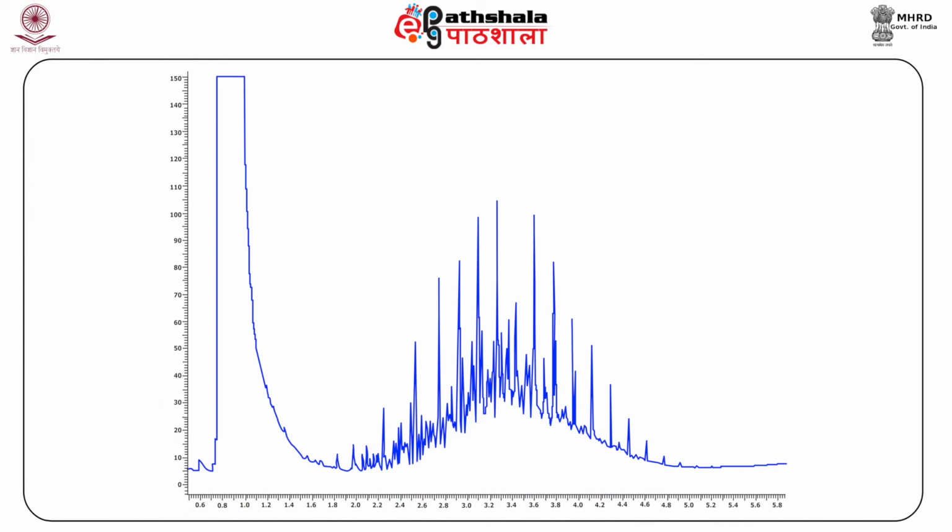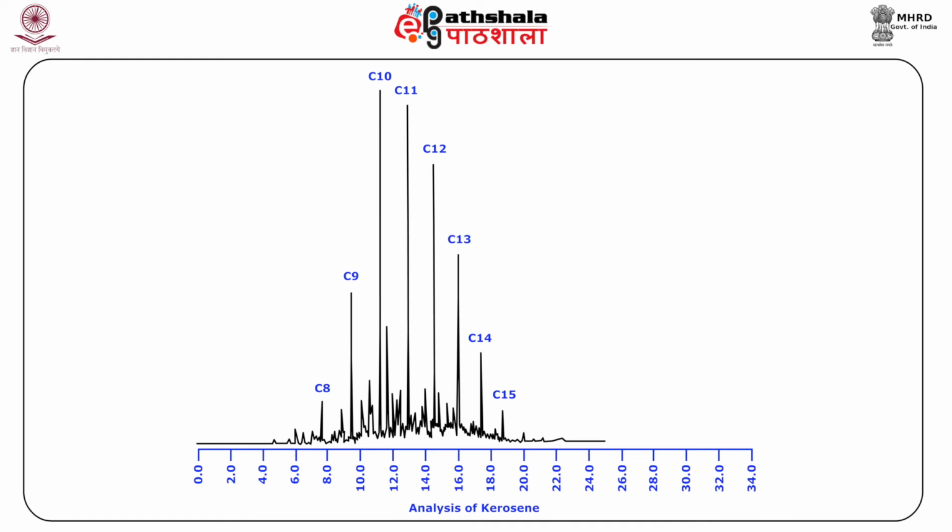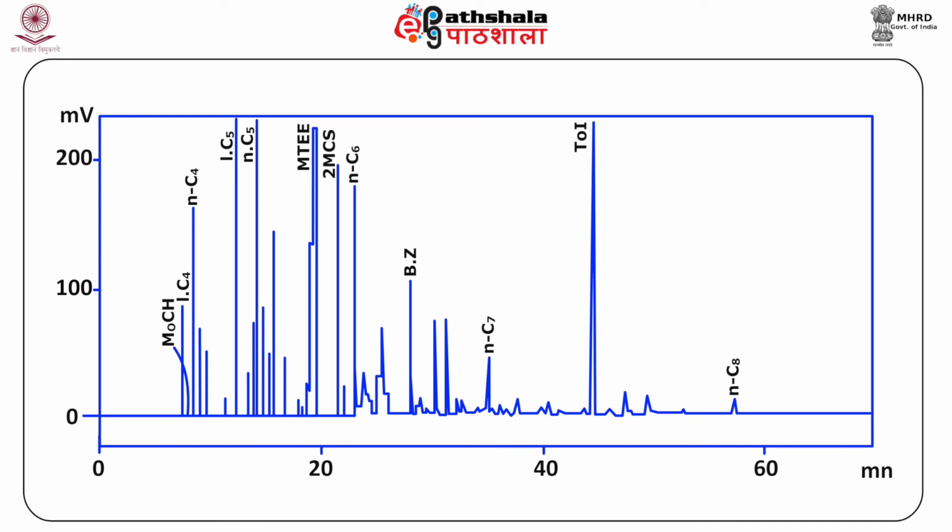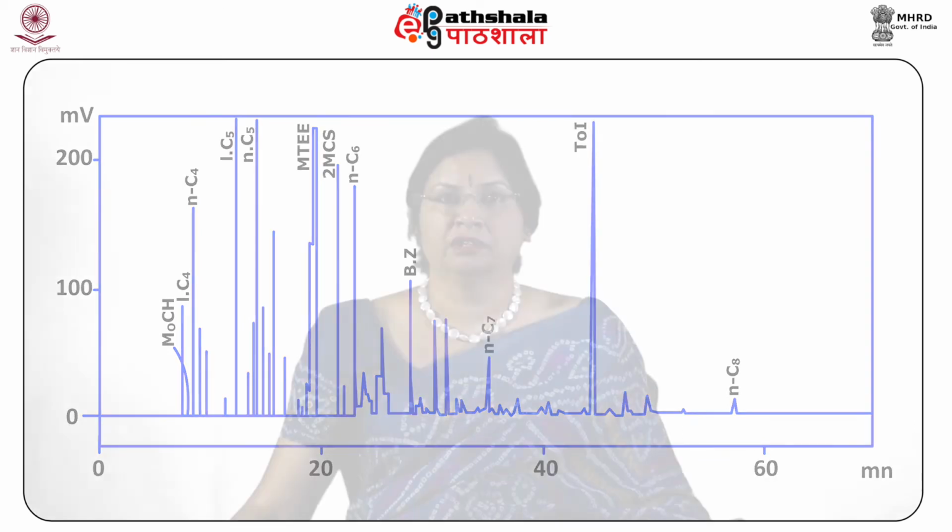This is how the gas chromatogram of diesel looks, this is how the gas chromatogram of kerosene looks, and this is how the gas chromatogram of gasoline looks. So you can clearly see the difference between the peaks, their values, their location and the nature, and that all has to be compared when you are taking a sample and finding out its gas chromatography and taking out its chromatogram.